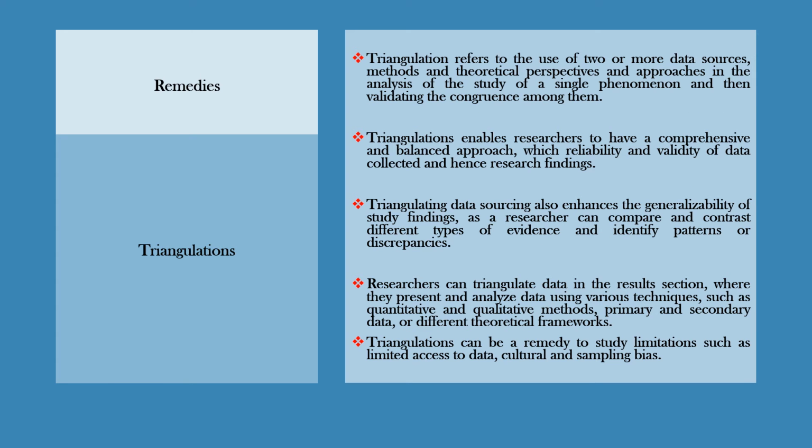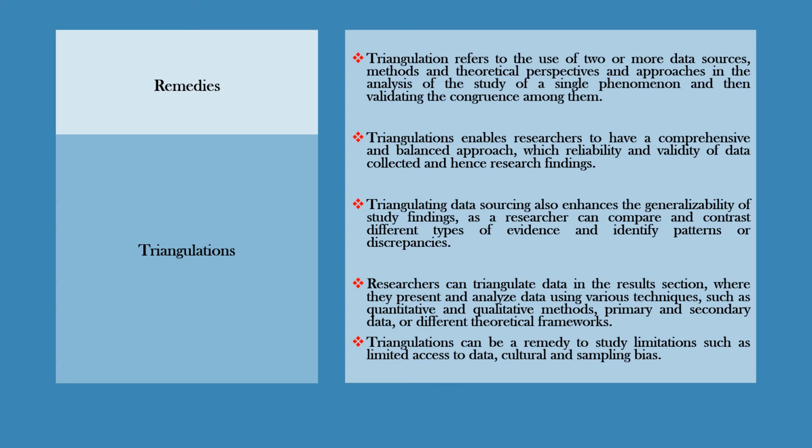Let us now look at some of the remedies that have been employed by researchers or suggested as possible remedies to some of the limitations that we have listed above. One of these remedies is called triangulation. In research, triangulation refers to the use of two or more data sources or methods, as well as theoretical perspective approaches in the analysis of the study of a single phenomenon and then validating the congruence among them.